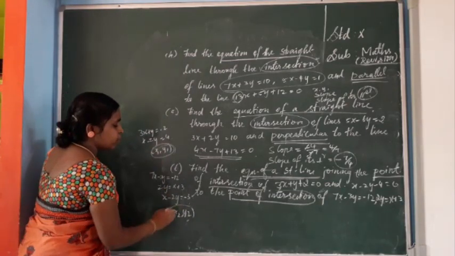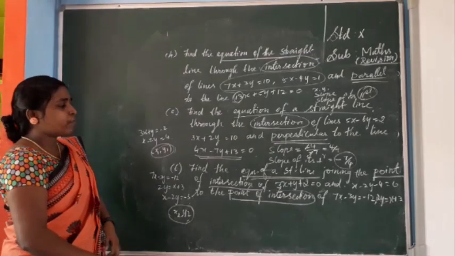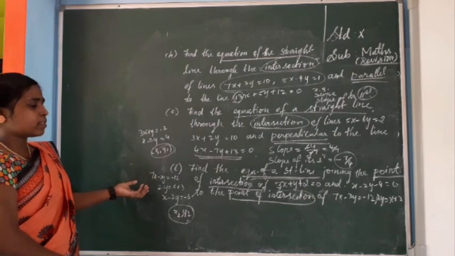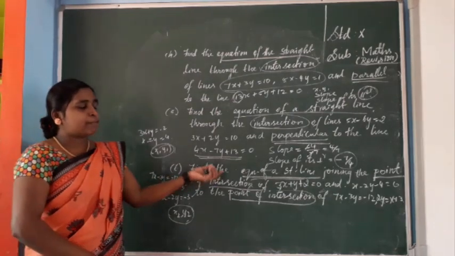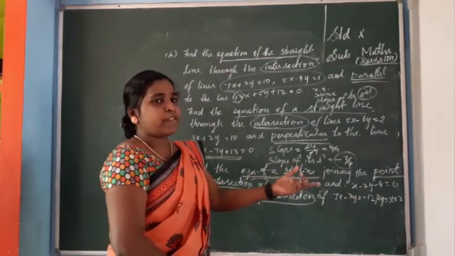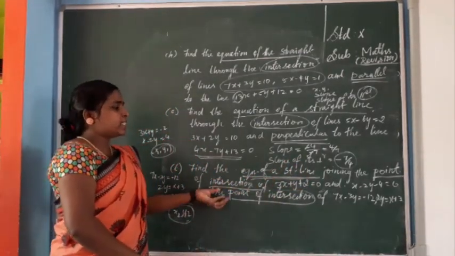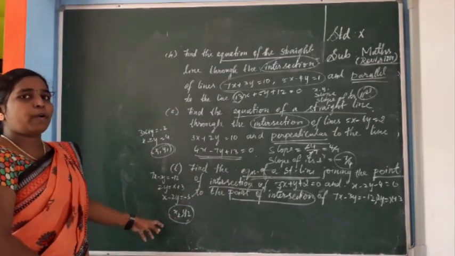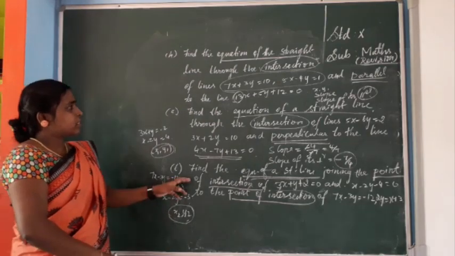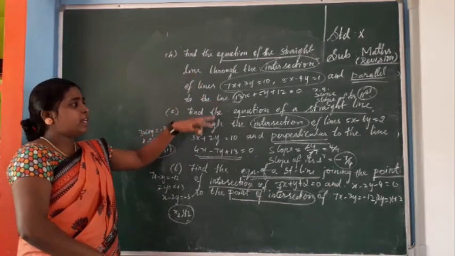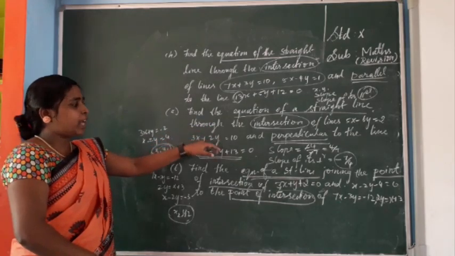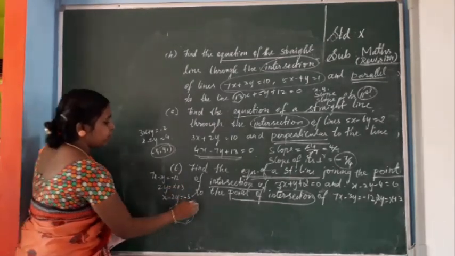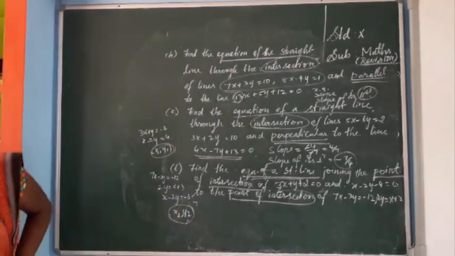So we know two points. The formula is y minus y1 by y2 minus y1 equals x minus x1 by x2 minus x1. Are you clear? Point of intersection means you have to solve the equations. Solving the first two equations gives the first point, solving the next two gives one more point. Then, using the two points, you form the equation. This is the method. First, point of intersection and parallel; second, point of intersection and perpendicular; next, point of intersection and point of intersection.